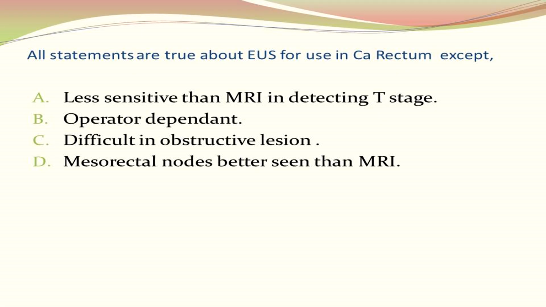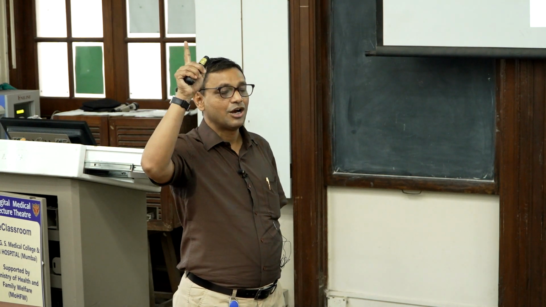Next investigation. Sensitive than MRI in detecting T-stage, operator dependent, difficult in obstructing lesion, and mesorectal nodes are better seen than MRI. How many for A? You for A. How many for B?